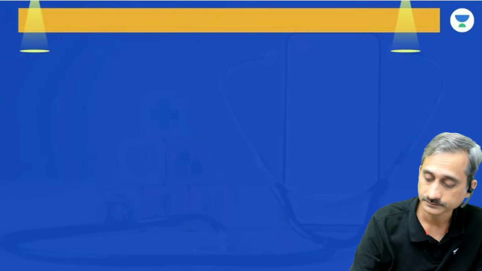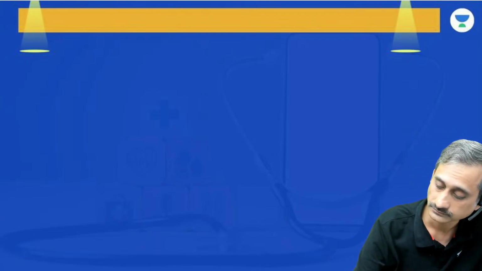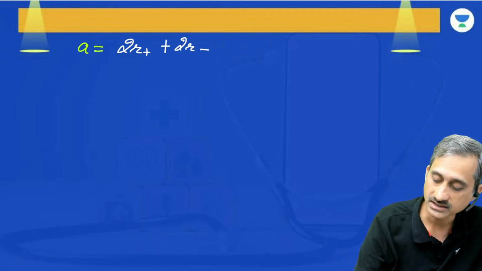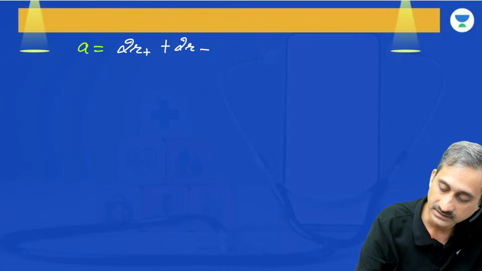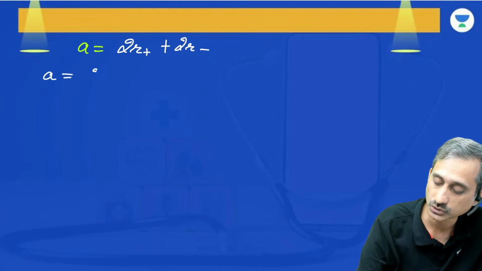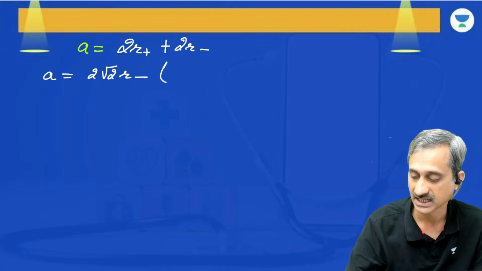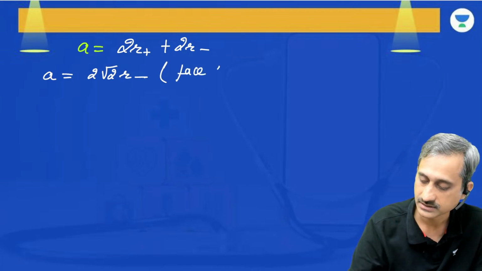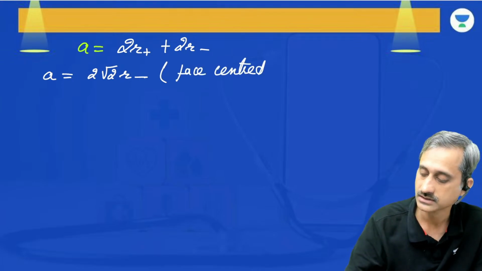Now it would mean that the edge length A is equal to twice of R plus twice of R minus. Now, this is what we have as a face-centered cube. Face-centered cube says that the edge length A is equal to 2 root 2 R minus. Now, that's what we have already done. So, it is for a face-centered cube.